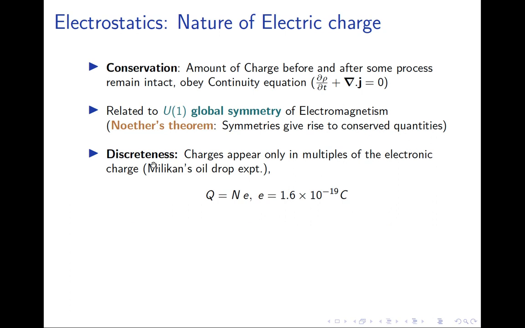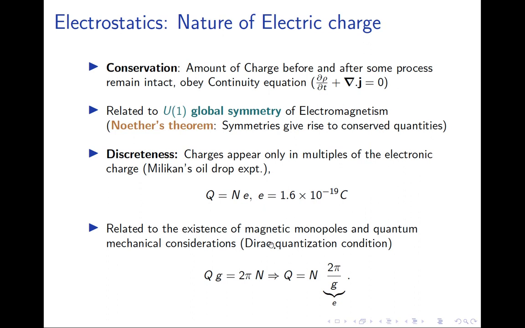So you might ask, why is it that the proton and the electron have the same amount of charge, and any other particle? Why is it always an integral multiple of the electronic charge? And this you actually cannot explain from classical mechanics, unlike this theorem which applies to classical systems. This has to do with quantum mechanics and the existence of magnetic monopoles. Now, if these magnetic monopoles don't exist, we do not have charge quantization.